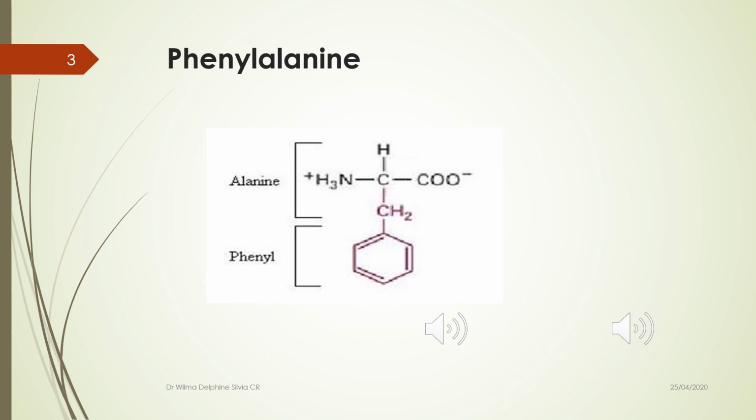Phenylalanine is an aromatic amino acid which consists of a phenyl ring or the benzene ring with alanine. It is also an essential amino acid which cannot be synthesized within the body. It is both glucogenic as well as ketogenic. Let us recapitulate in a normal condition what will be the fate of phenylalanine.